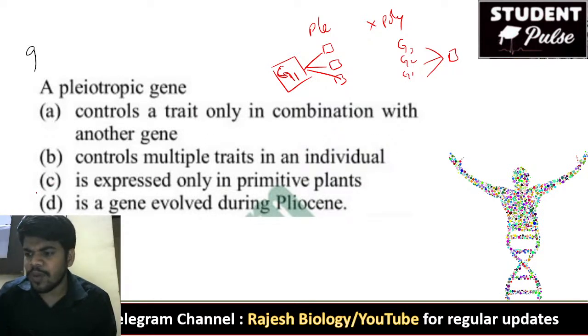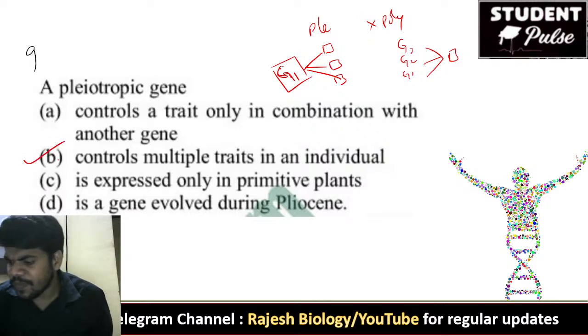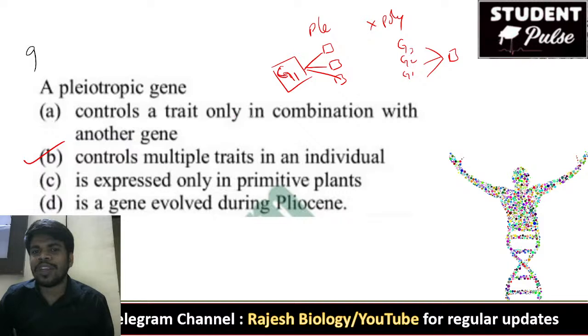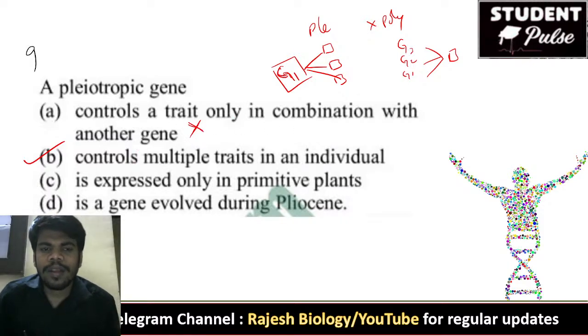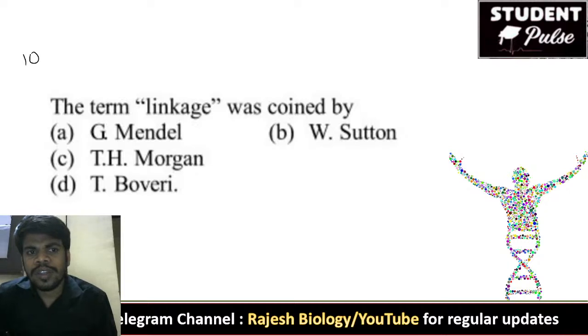Ninth, perfect. B. Lokesh, superb. No, Sahina, controls a trait only in combination with another gene. That is not correct. That maybe becomes polygenic inheritance. It controls multiple traits. 10th question. The term linkage was coined by.